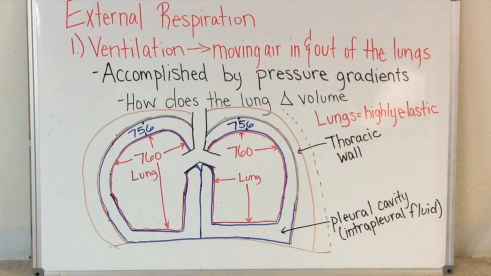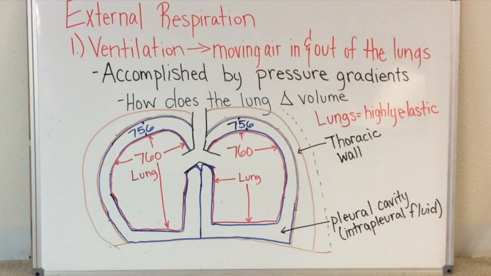The pleural cavity is not directly connected to the lungs or atmospheric pressure. It is a closed capsule containing interpleural fluid. This pleural fluid helps decrease friction between surfaces as the thoracic wall expands and contracts. The pleural cavity has a pressure of about 756 millimeters of mercury. This is lower than the pressure in the lungs.